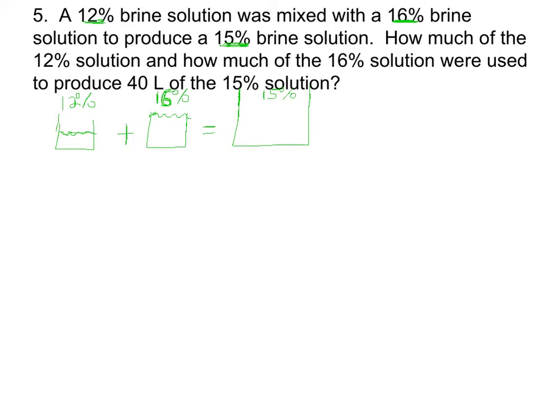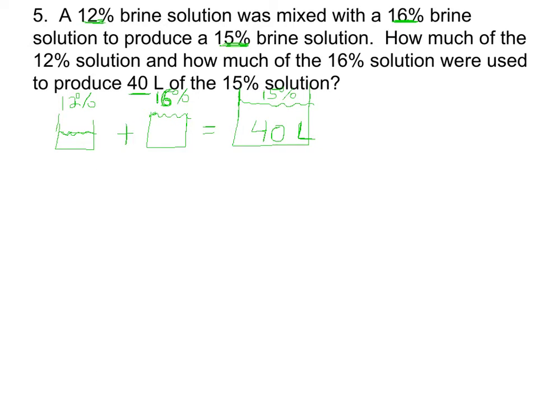Now, if I read the question, it says how much of the 12% solution and how much of the 16% solution were used to produce 40 liters of the 15% solution. Now, this is real important, the 40 liters. Where do we put that? So I'm going to make this, here's the level when I mix them together. When you mix them together, both beakers, it gives us 40 liters.